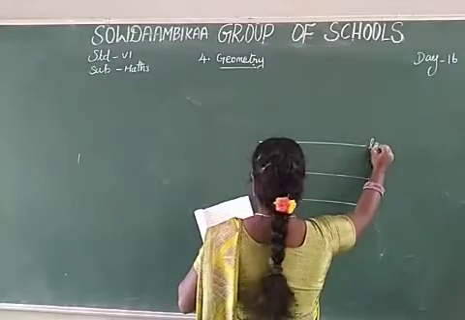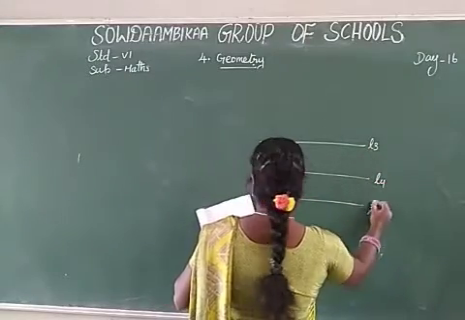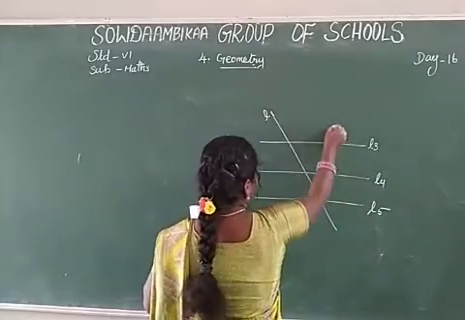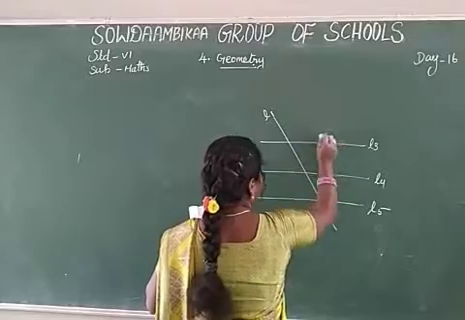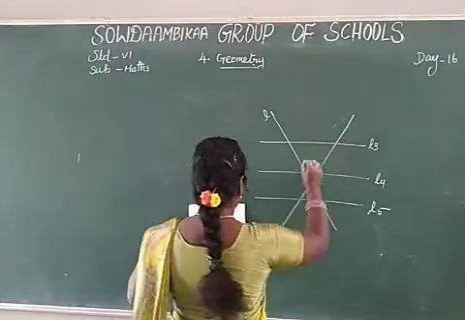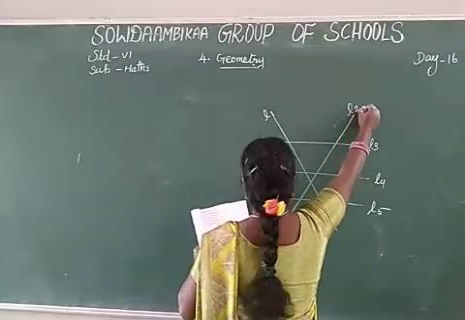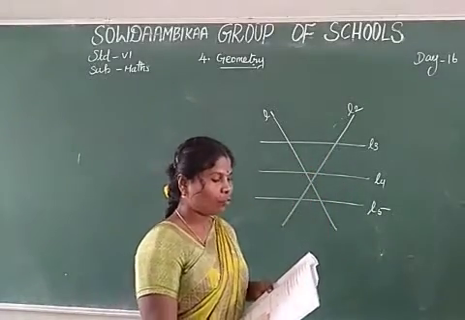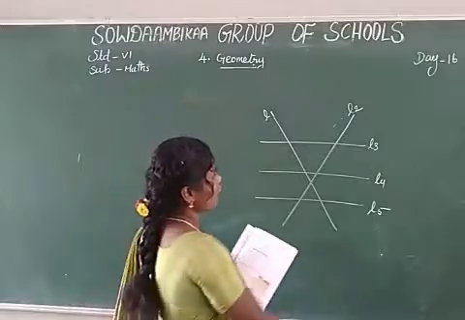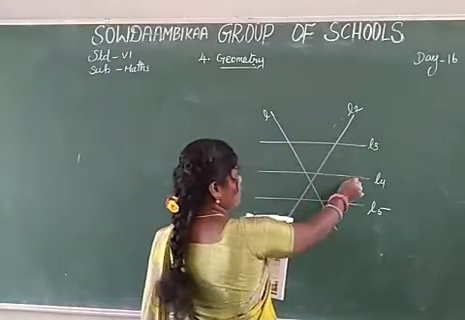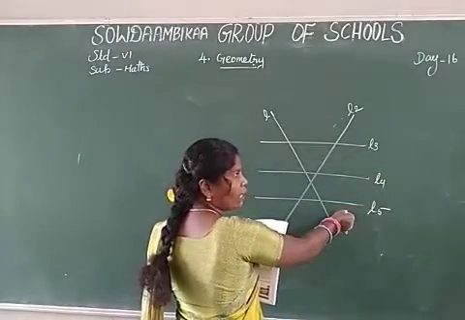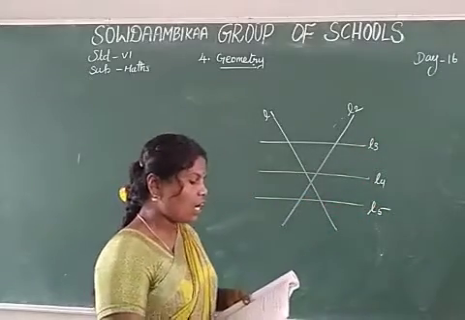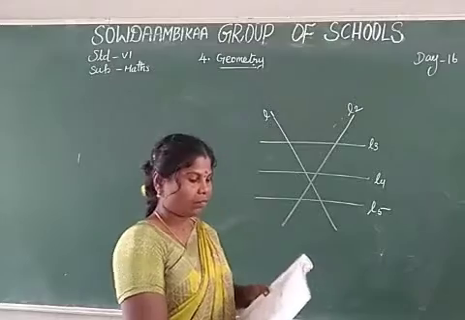This is L3, L4, L5, L1, L2. Okay, all parallel lines: L3 and L4 are one pair of parallel lines, L4 and L5 are one pair of parallel lines, and L3 and L5 are one pair of parallel lines. Next, all pairs of intersecting lines.